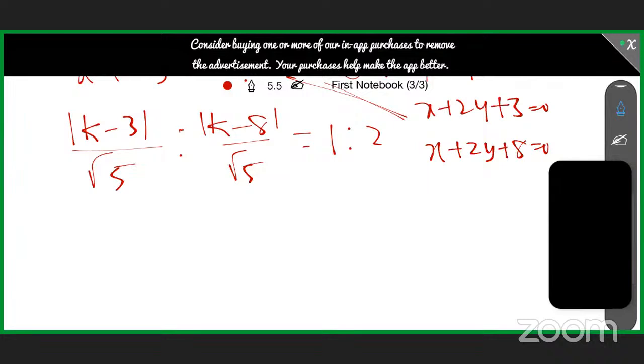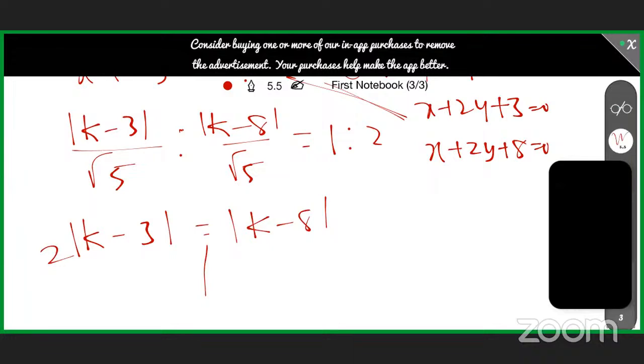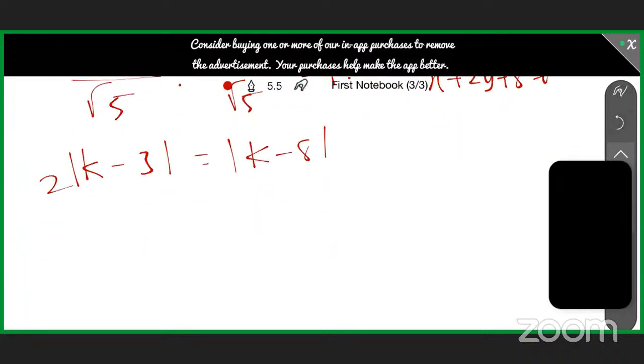If you take that, what happens? K mod of (k minus 3) into 2 is equal to mod of (k minus 8). Root 5 gets cancelled if we take cross multiplication. Since mod is on both sides, it does not affect much, so I can remove the mod and multiply easily. Therefore, 2k minus 6 is equal to k minus 8, so k equal to -2.